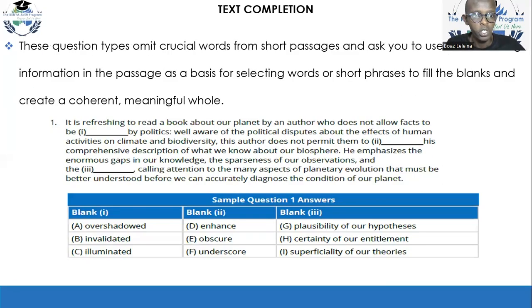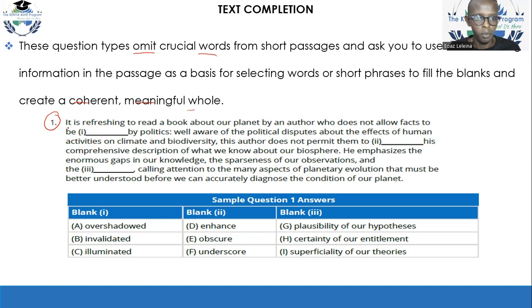For the next type of questions, we are going to be going over the text completion questions. These questions omit crucial words from a short passage and ask you to use the remaining information in the passage as a basis for selecting words or short phrases to fill the blanks and create a coherent and meaningful whole. So basically, you're given a paragraph with some words that have been removed from it, and it's your responsibility to make sure that the words that you choose from the multiple choices make sense for the whole paragraph.